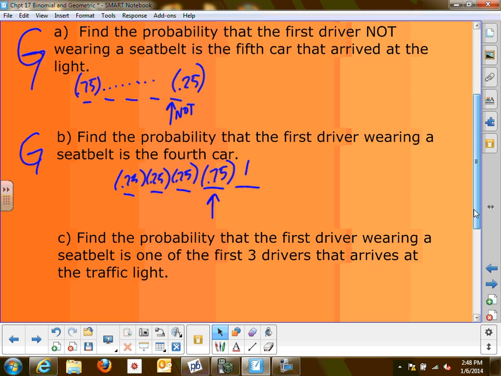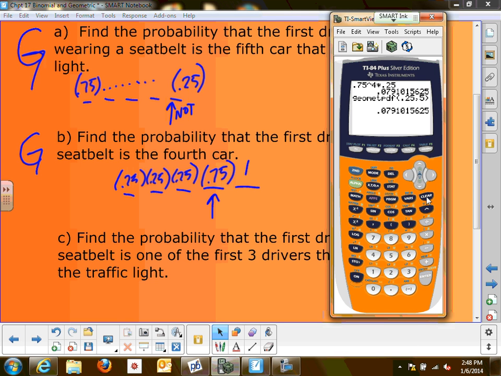Okay, so here's you putting this in your calculator. Here's your two ways. Your 0.25 to the third times your 0.75. And then how would I do that with my second bar's geometric PDF? What would I type in there? Yeah, I want the 0.75 to occur on the fourth spot.